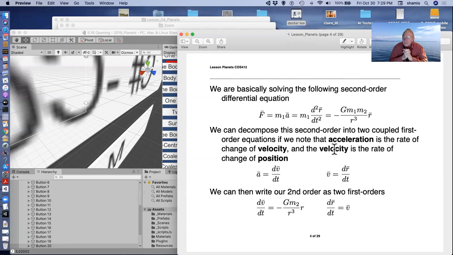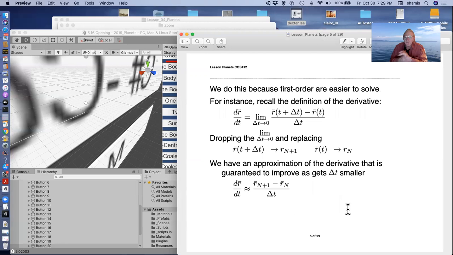We solve second order equations by decomposing them into two coupled first order equations. First, we have that the acceleration, which is F over m, is the rate of change of velocity. And the velocity is the rate of change of position, r. So we can write these two second order equations. Rate of change of velocity is G m2 over r cubed. Notice the m1 cancels out. And rate of change of position is velocity.